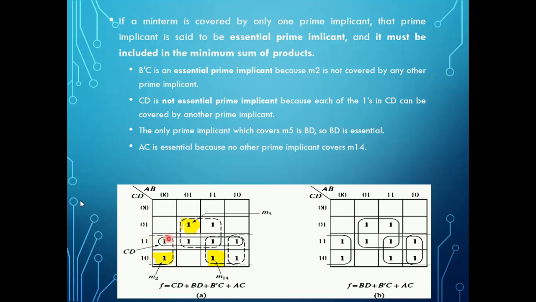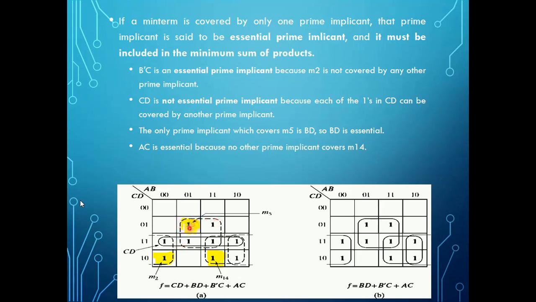So this you have in the map, is it? So that's why you got it in the corners. B bar C is an essential prime implicant because M2 is not covered by any other prime implicant. CD is not an essential prime implicant because each of the ones in the CD can be covered by another prime implicant. The only prime implicant which covers M5 is BD.